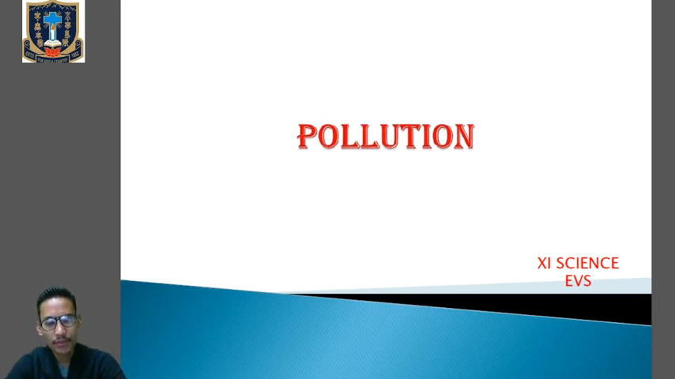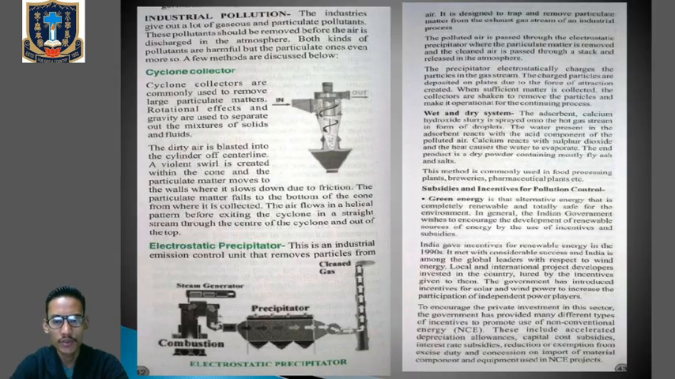In the last class we learned about air pollution, greenhouse gases, the greenhouse effect, global warming, and the control measures or preventive measures for air pollution, right? So today we'll begin with the next type of pollution, called industrial pollution, because industries act as one of the point sources for the entry of pollutants into the air, which causes air pollution.